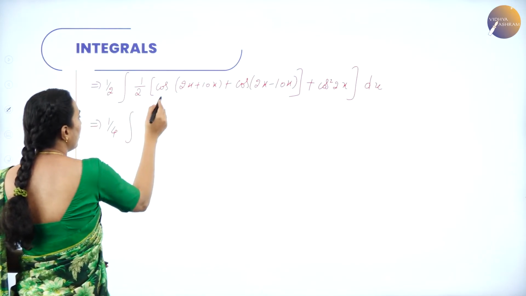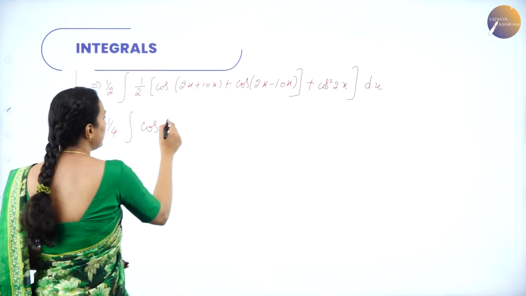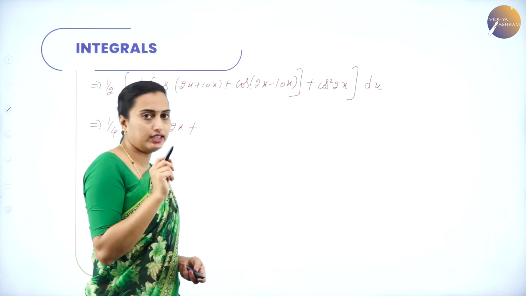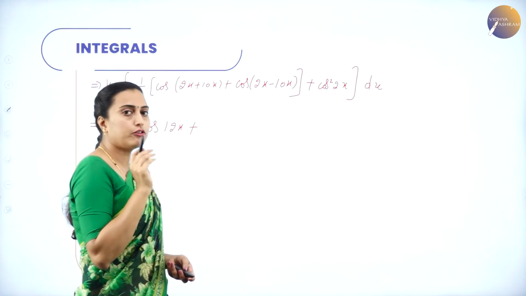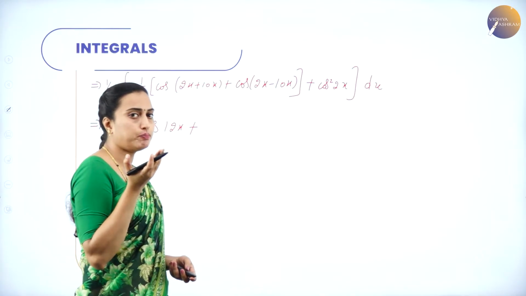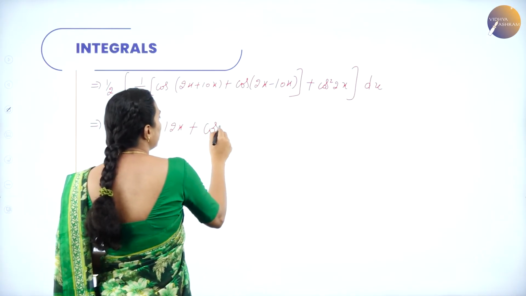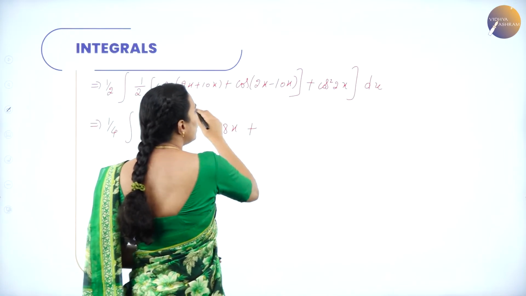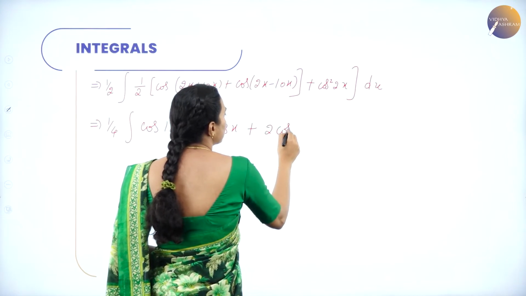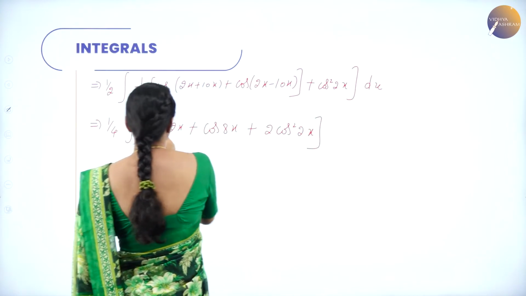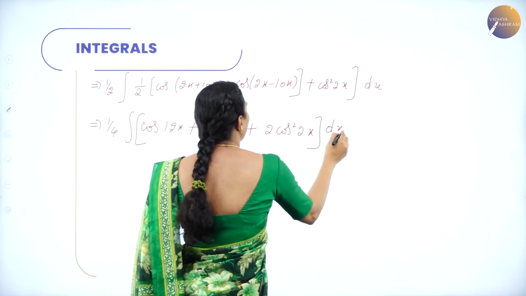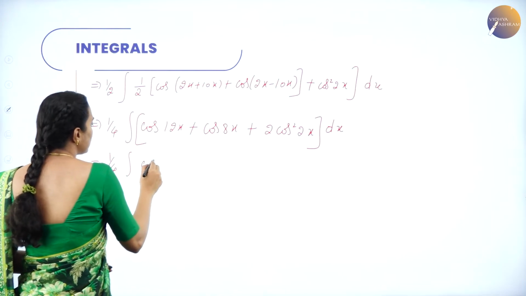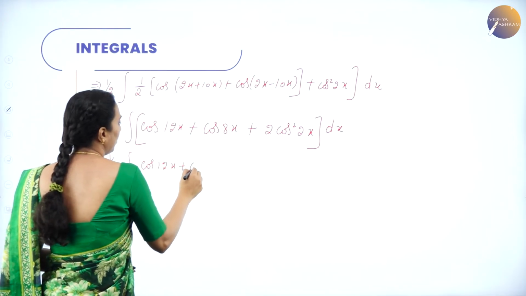Now, integral of cos 2x plus 10x as 12x, plus cos of 2x minus 10x is minus 8x. Cos of minus 8x is cos of 8x, because cos of minus theta is plus cos theta, plus cos 8x. Now, taking 2 as LCM here, because 2 will be multiplied only here, 2 into cos squared 2x into dx. Now, again writing this one, see, 1 by 4 into integral of cos 12x plus cos 8x.